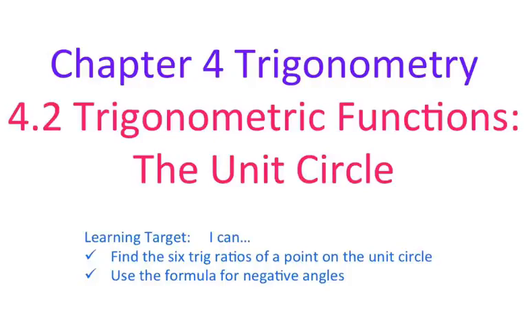Hi guys, here are your notes on 4.2 trig functions of the unit circle. Once you're done watching this video, you should be able to find the 6 trig ratios of a point on the unit circle and use the formula for negative angles.